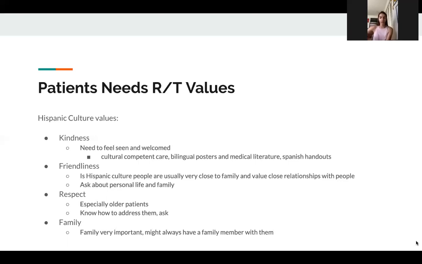Also, respect is very important, especially for older patients as well. So we would like to know how they would like to be addressed, and so we could just ask them. And then family is very important. And so they might always just have family members with them, and that's okay. And that should be respected, that they like those support people there with them.